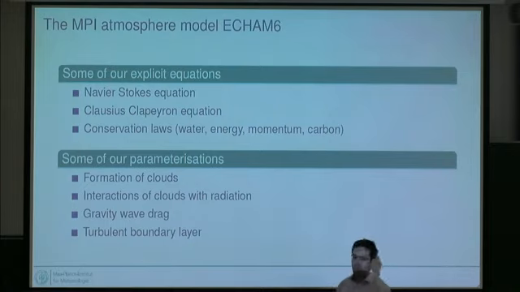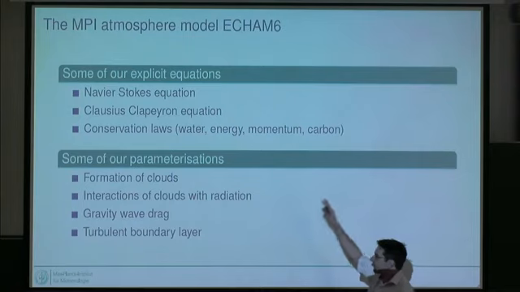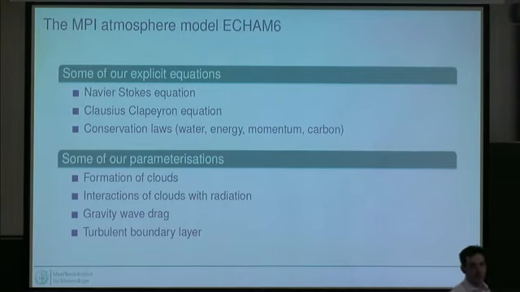And while we can derive these things from first principles, there's a lot of things that we can't derive from first principles, simply because our grid cells are too large. And the main thing really in the atmosphere model that we have to parameterize is the formation of clouds. So our grid cells in the model, depending on what kind of setup we use, are a couple of kilometers to hundreds of kilometers wide.